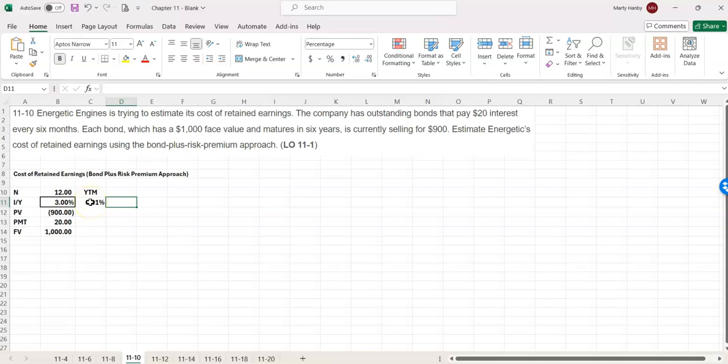So to add 3% here, so times 0.03. I'm sorry, plus 0.03. 9.01%. So 6% plus 0.05, 11.01%. So the cost of retained earnings is somewhere between 9.01% and 11.01%.